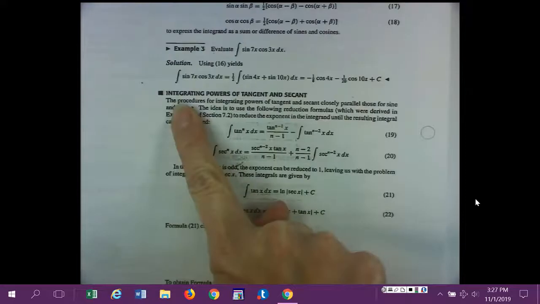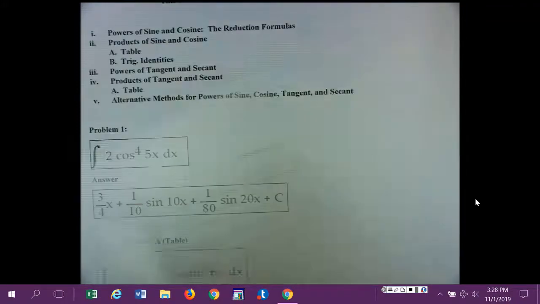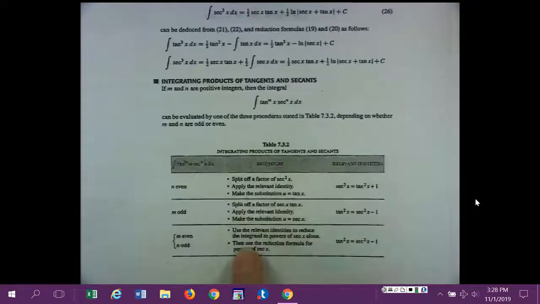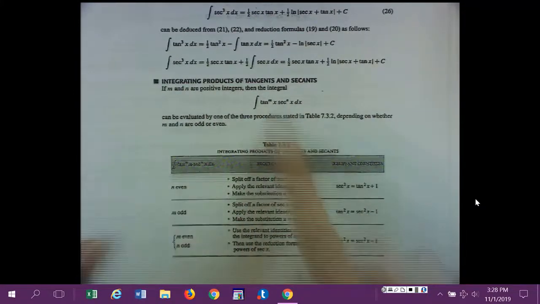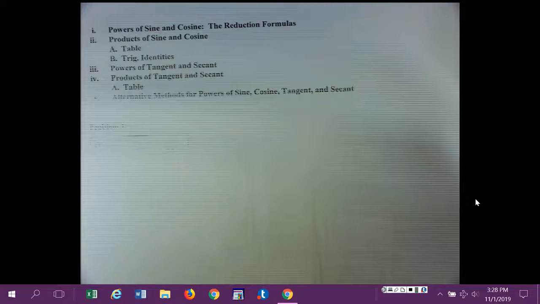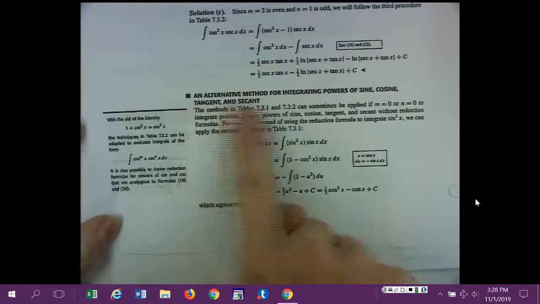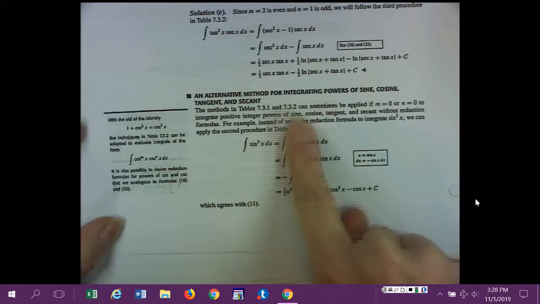Third Roman numeral, or third bullet, powers of tangent and secant, and you have more reduction formulas. Fourth Roman numeral, and it involves a table, integrating products of tangent and secant, standard form. And then the fifth Roman numeral, an alternative method for integrating powers of sine, cosine, tangent, and secant. What this means is if you wish to not have to use the reduction formulas for these, there may be an alternative way to solve these types of integrals involving powers of sine, cosine, tangent, and secant.